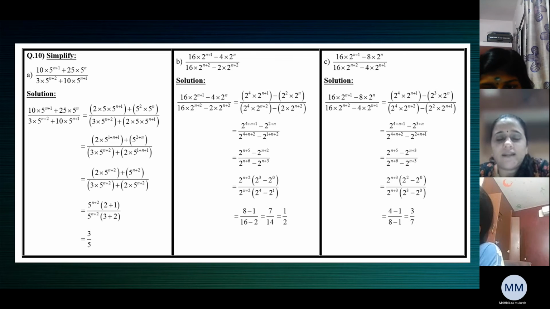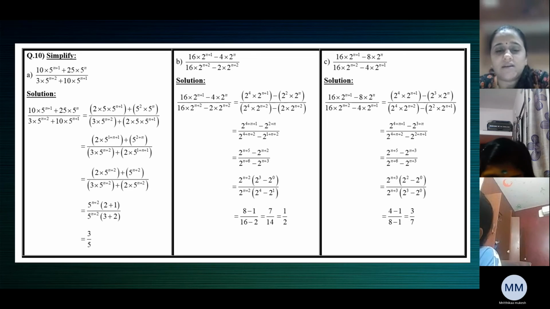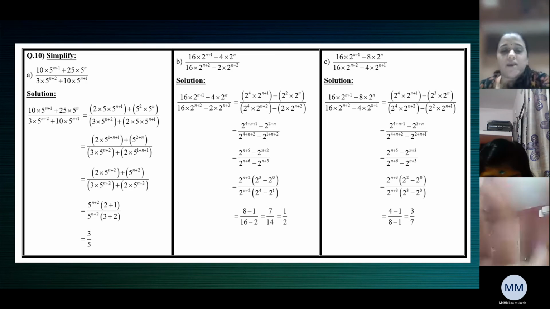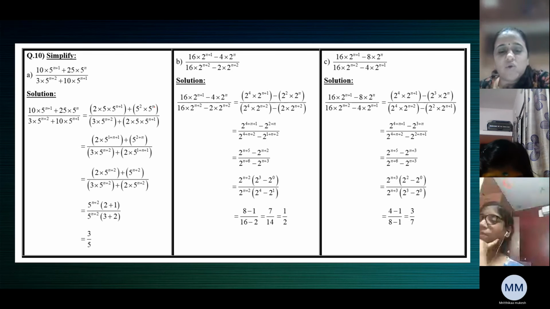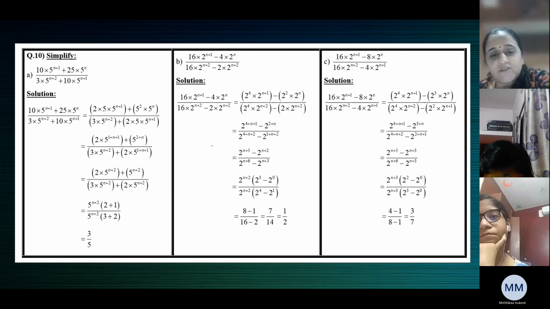We should open. That alone I'll tell you now. Okay. So why do we take out 2 to the power n plus 2 common? The idea here is that we'd like to take the same thing common in the numerator and denominator so that you can cancel it out.